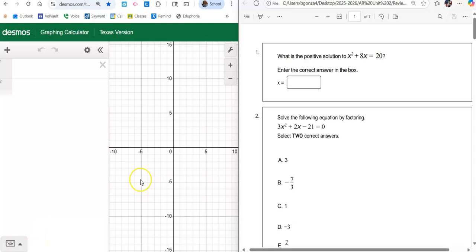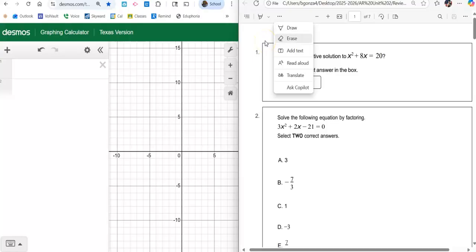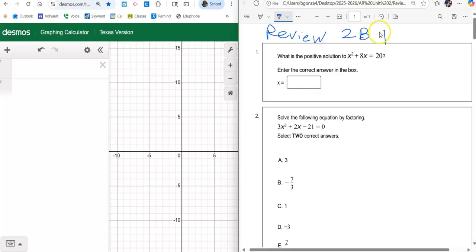All right, so on this review for the Unit 2B test, okay, this is our review, right? 2B test.